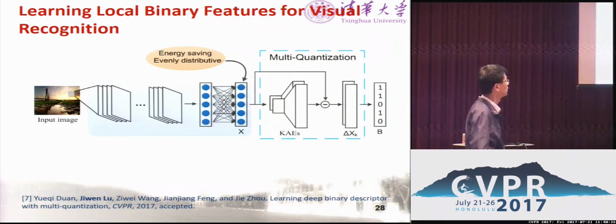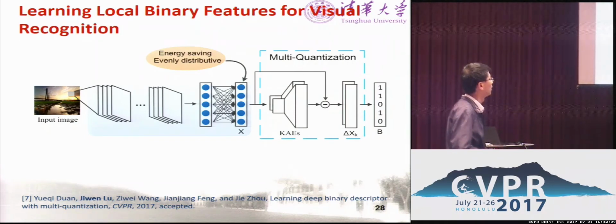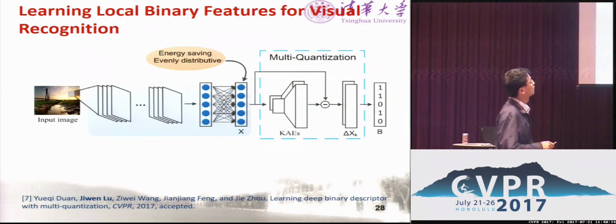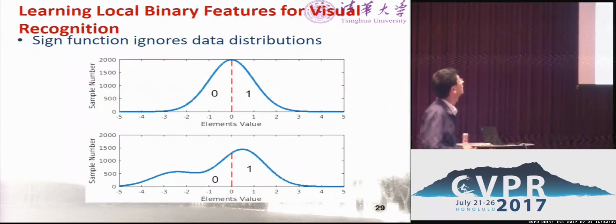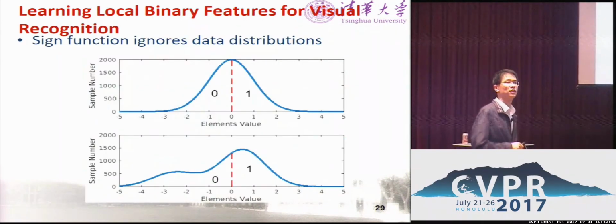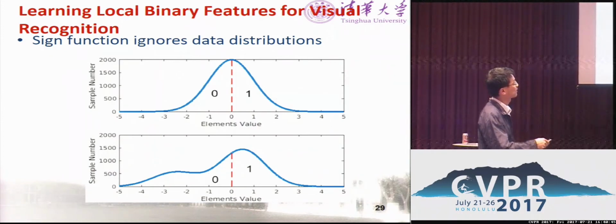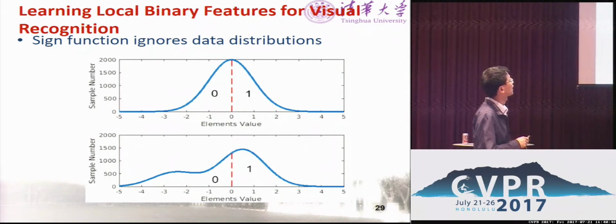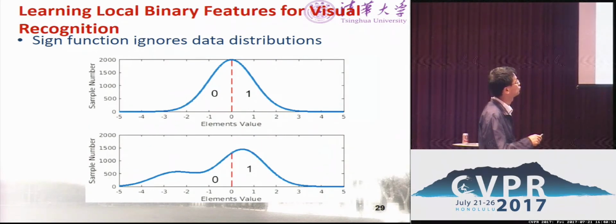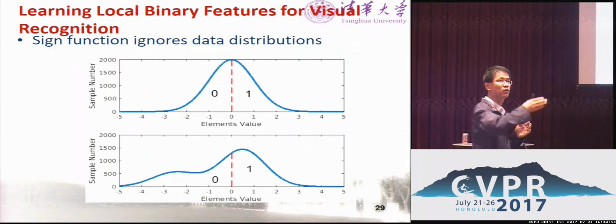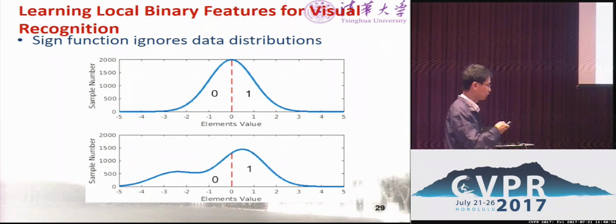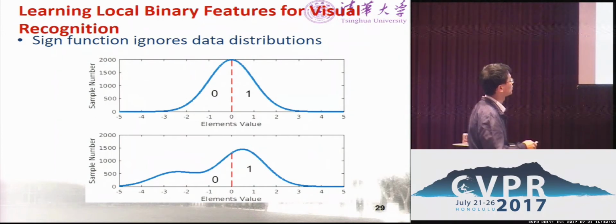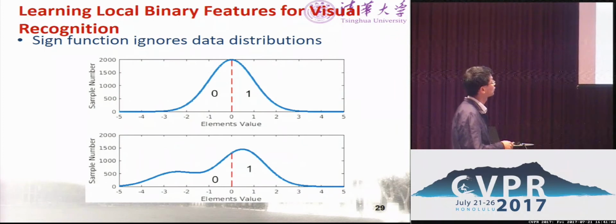So in this paper, we propose the method learning deep binary descriptor with multi-quantization. What's the key idea here? Previously, in the top layer of binary feature learning methods, most use the sign function to get the binary representations. But the sign function usually ignores the data distribution. For example, if there are two local patches which are very similar, but you use one sign function to do the thresholding, sometimes here is 0, here is 1. That is to say, the distribution of this patch is not considered.